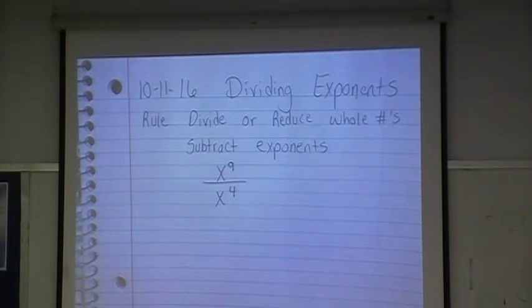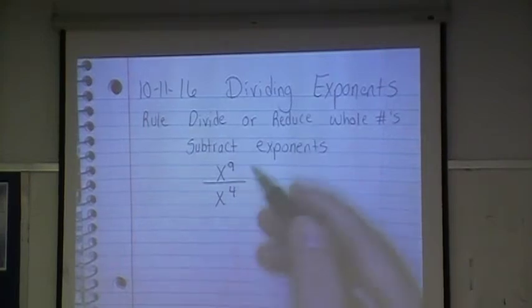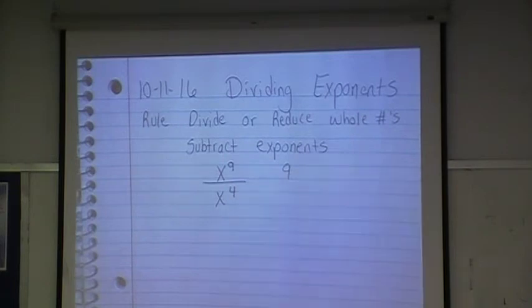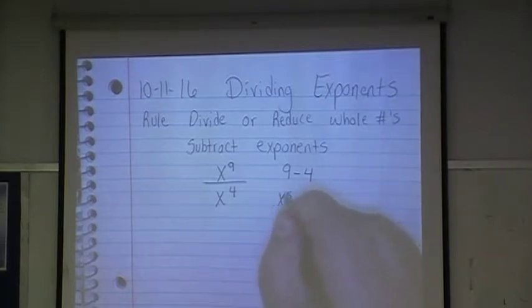Now, we don't have any whole numbers, so I don't have to worry about reducing anything. But with my exponents, when I subtract, the number on top, I have to write down first, minus the number on the bottom. Well, what's 9 minus 4? 5. So my answer is x to the 5th.